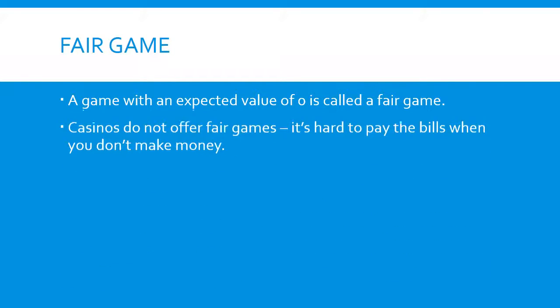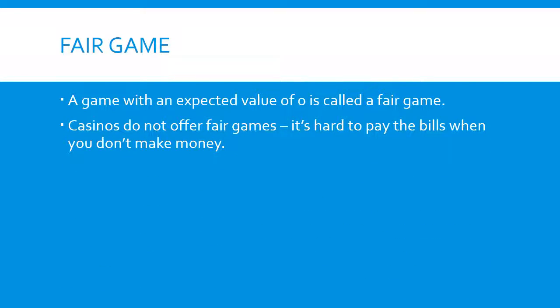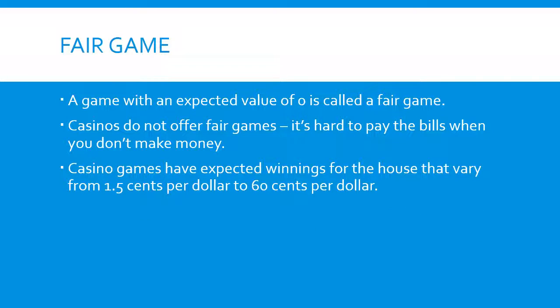Okay, a fair game is a game where you have an expected value of 0. In other words, a game where you break even. Now you have to keep in mind that casinos do not offer fair games. Part of the reason for that is they're a business. They have to pay the bills, they have to pay their employees, and if they are breaking even, that's not going to happen. Casino games have expected winnings for the house that vary from 1.5 cents per dollar to 6 cents per dollar.